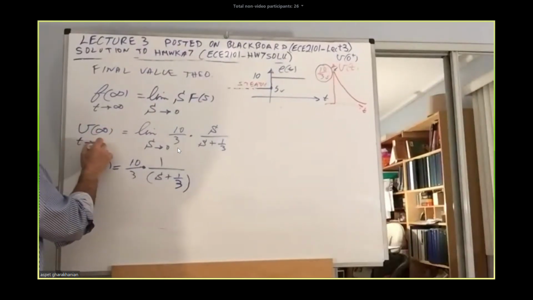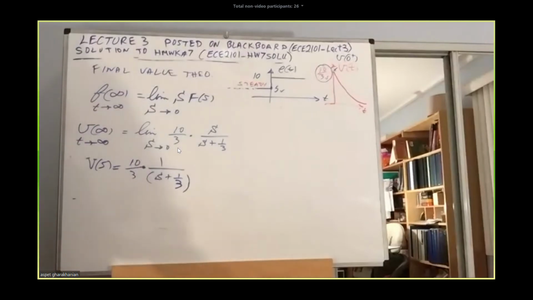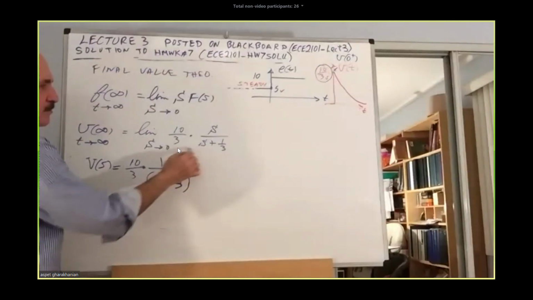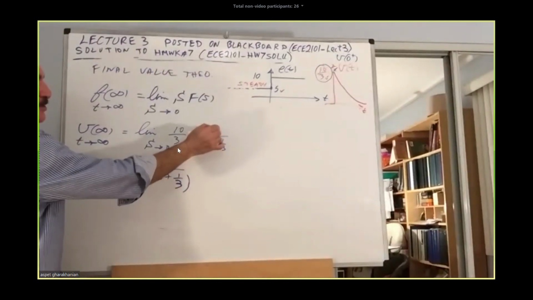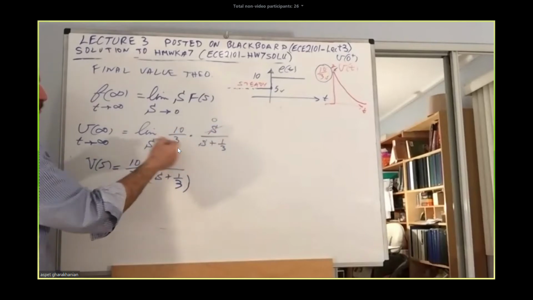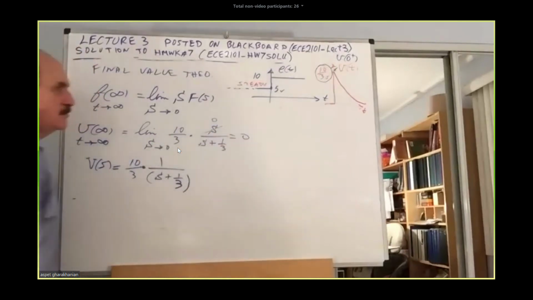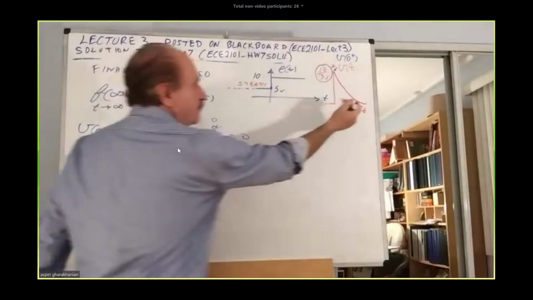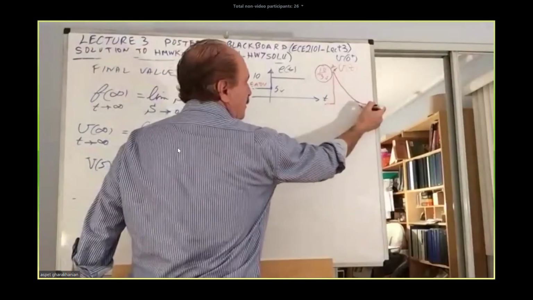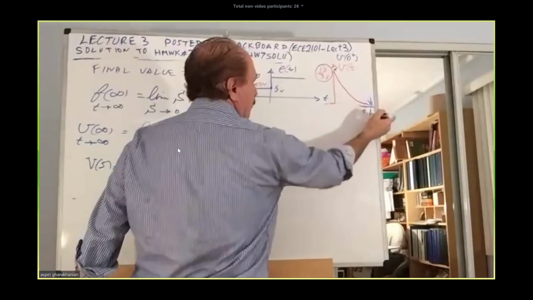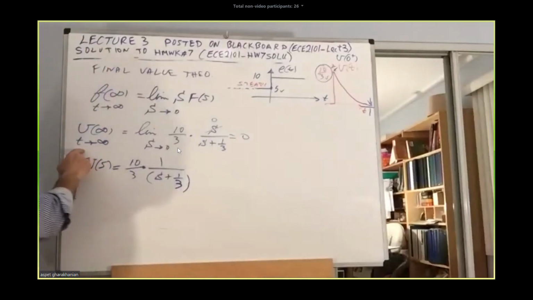Obviously it is 0. With 1/3 in the denominator, 0 at the top, it's just 0. Check here. See that curve? It eventually goes down to 0. That is the meaning of v of infinity, or f of infinity.